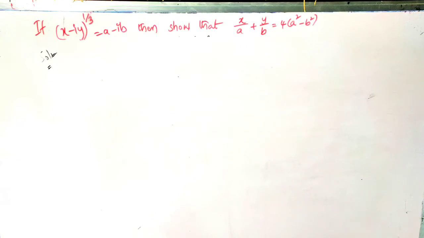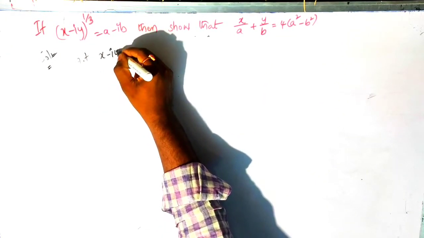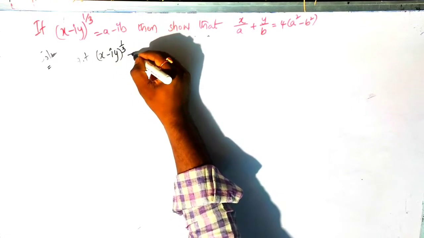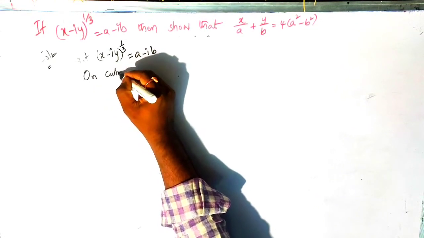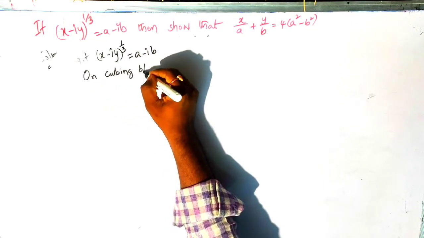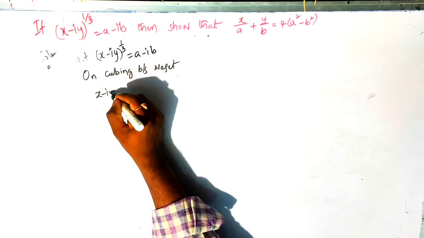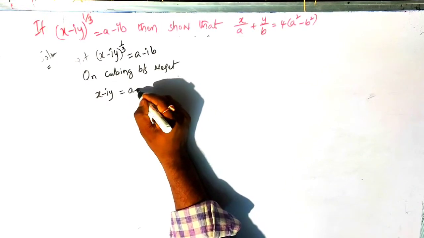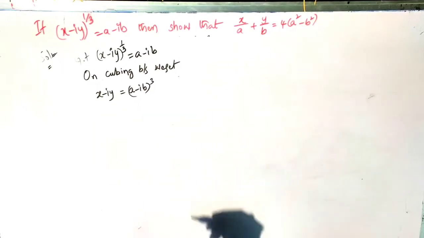So next one is, if (x − iy) whole power of 1 by 3 that equals to a − ib, then show that x by a plus y by b equals to 4(a square minus b square). Okay, so given that, on cubing both sides now, what we get here? x − iy we get here, that equals to (a − ib) whole cube.